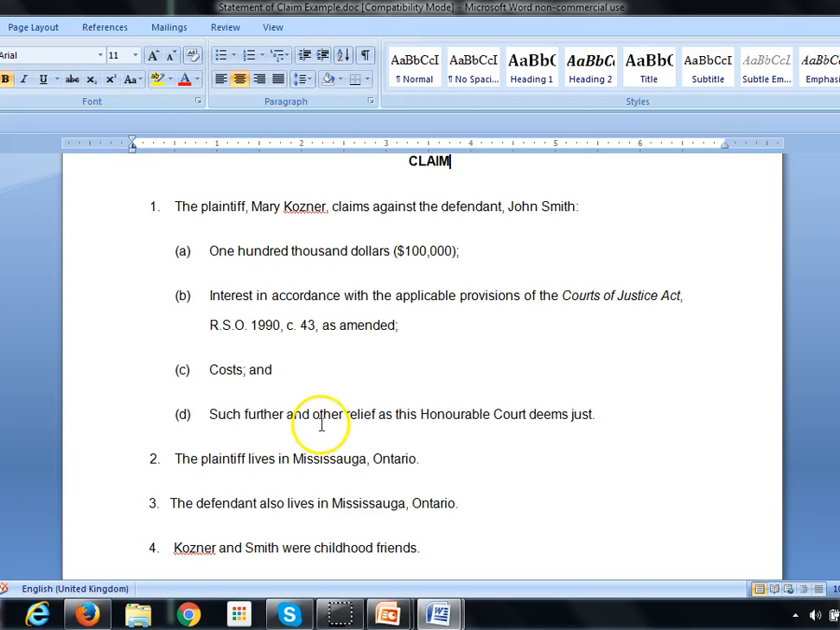And then item number 4 is a typical subparagraph that you always include in a prayer of relief, which is such further and other relief as the honourable court deems just. There may be circumstances, at trial or before trial, when you want to add something to your claim in terms of relief, and this leaves you that opportunity. The court may then decide whether it's justified to grant you that relief or not.